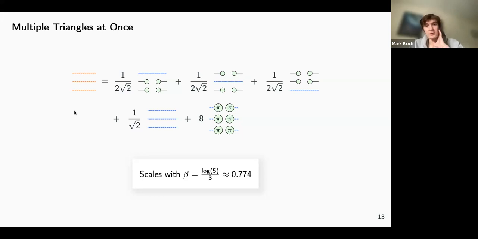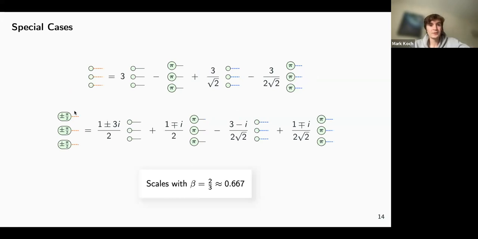But as it turns out, there are also some special cases where you can do better. We found these decompositions here that apply if our triangles are connected to a single Z spider with no other inputs and outputs. Because in this case, we can actually get away with only having 4 terms here, which gives us a scaling of 2/3, which is, again, better than the thing we had before.